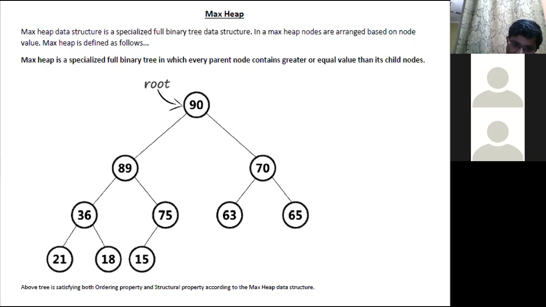Now let's proceed to node 75. It has only one child, that is the left child, and its value is lesser than 75, so the property is satisfied. Now next move to node 70. It has left child 63 and right child 65, and the values 63 and 65 are lesser than 70. So we can say that this is the max heap.